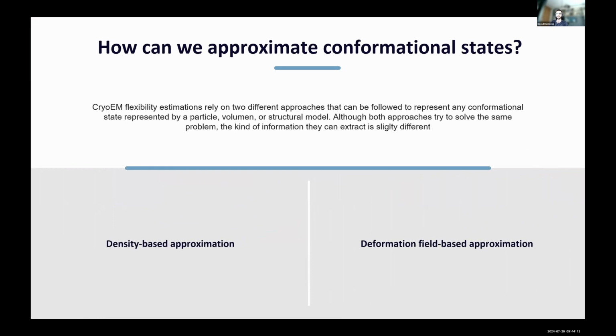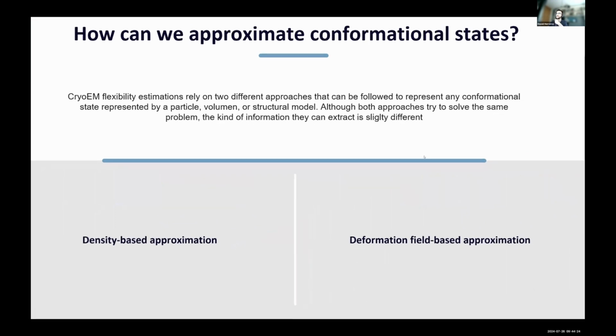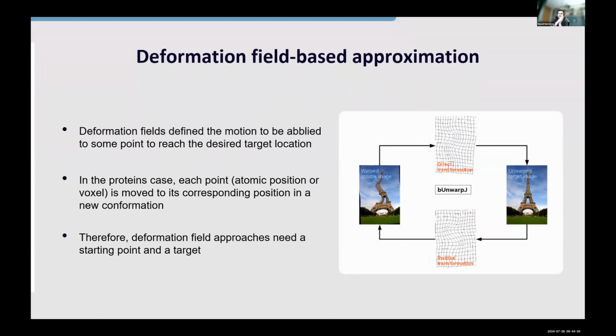Okay, so this is what I wanted to talk about, the density-based approximation. At the end, it is reconstruction of states in a funny way, using deep learning, but it's reconstruction at the end. So what is this deformation field-based approximation doing then? Well, as I said, at the end, both a deformation field-based and a density-based method will estimate the same thing. We want to get states. We want to get state A and state B based on our experimental particle images.